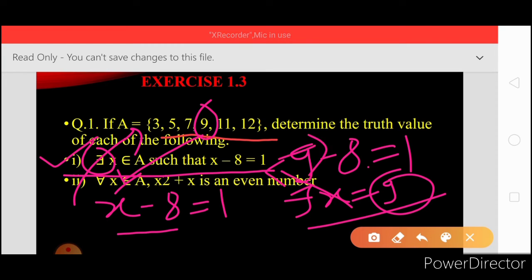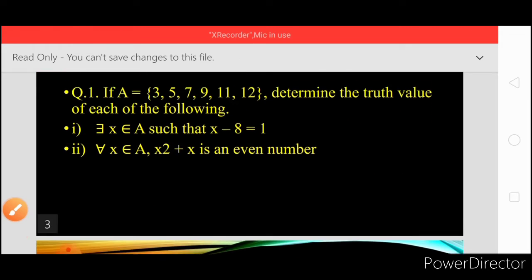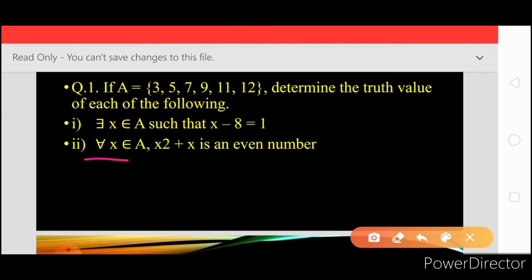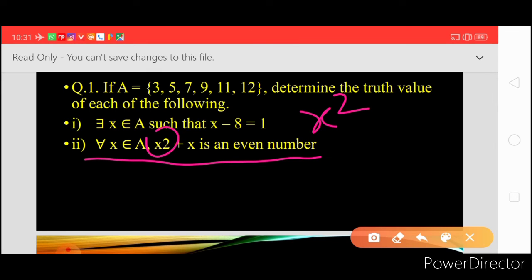So what is our answer? The given statement is true. Now friends, check example number two. What is that? For all means it is the universal quantifier. For all x belongs to A such that x square plus x is an even number. Here it is a printing mistake in the textbook. It means we have to check that all elements in A satisfy this condition.